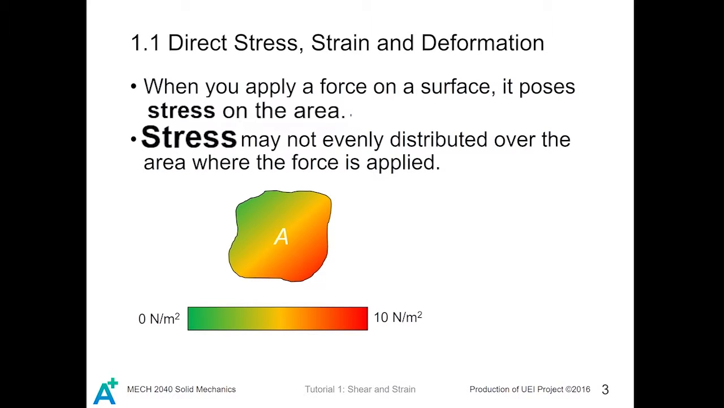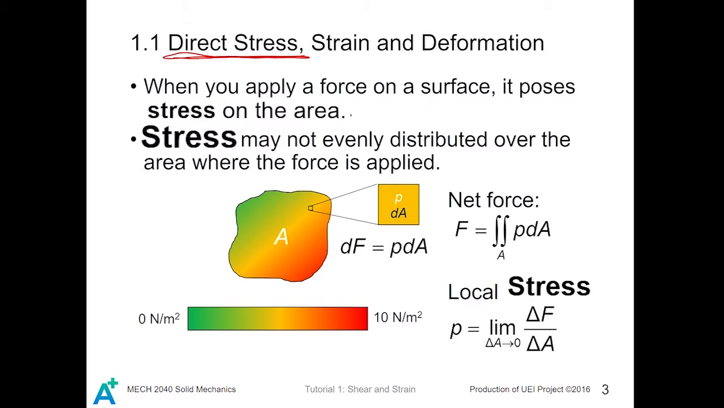So first, let me introduce you direct stress. From the secondary school, we've already learned that when we apply a force on a surface, it will generate a stress. So consider this region, and it has a distributed stress. The strength of the stress is shown here. Green means very small strength, while the red color means the strongest strength.